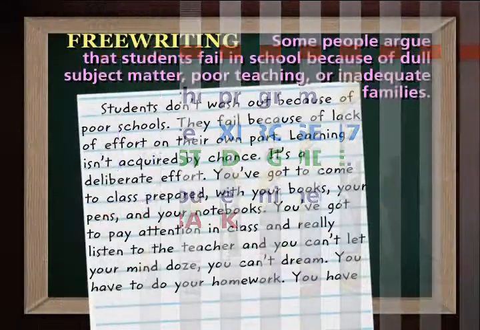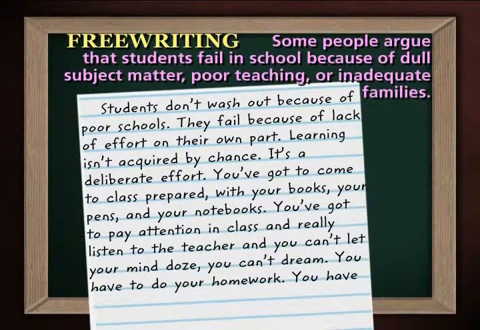Here's what I wrote. Students don't wash out because of poor schools. They fail because of lack of effort on their own part. Learning isn't acquired by chance. It's a deliberate effort. You've got to come to class prepared with your books, your pens, and your notebooks. You've got to pay attention in class and really listen to the teacher, and you can't let your mind doze, you can't dream. You have to do your homework.